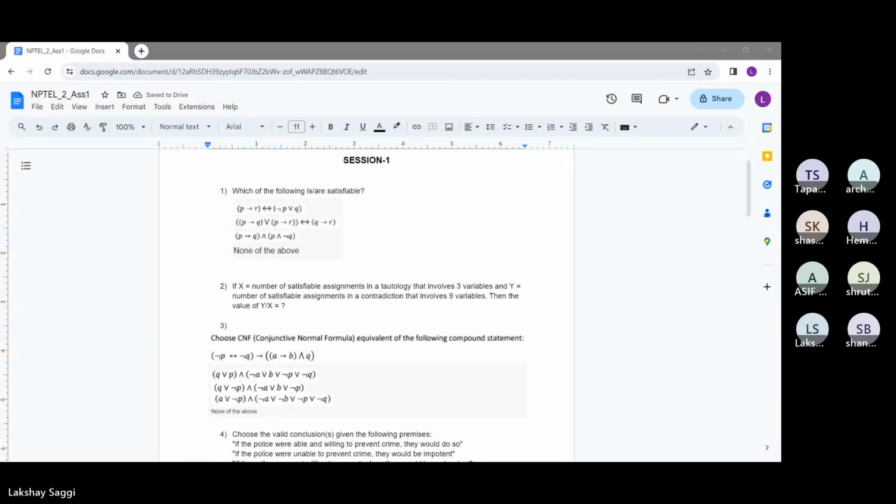In the first question, we are given these three Boolean expressions. The question asks which of the following are satisfiable, with a none of the above option. We have to answer whether any of these expressions is satisfiable. So what are satisfiable expressions? Let me remind you of the definition of satisfiable Boolean expressions.